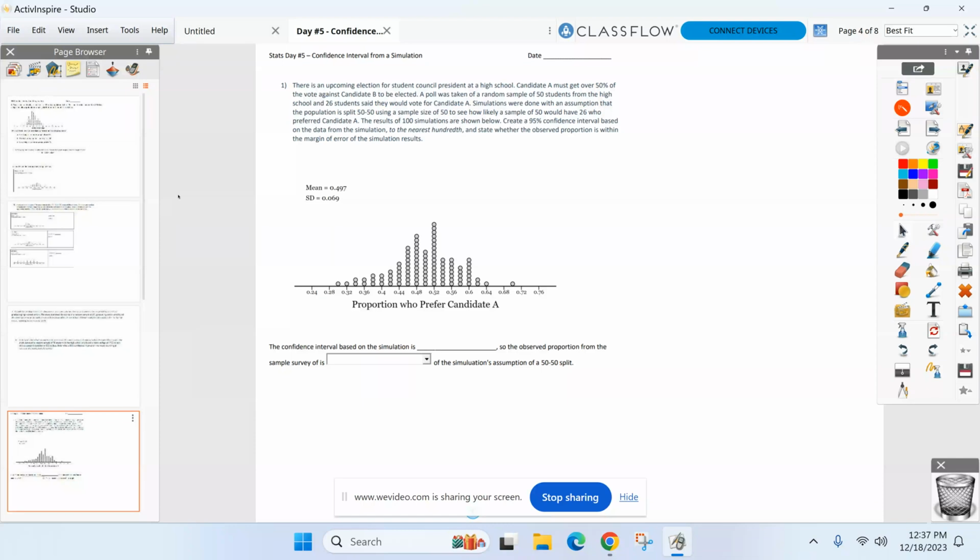So what happened was they went out and took a poll, and here's what they found. Of 50 students they sampled, 26 said they voted for candidate A. Of the 50 they sampled, 26 voted for candidate A. That right there, what they went out and sampled, we're going to give a name to it. That's called my observed proportion.